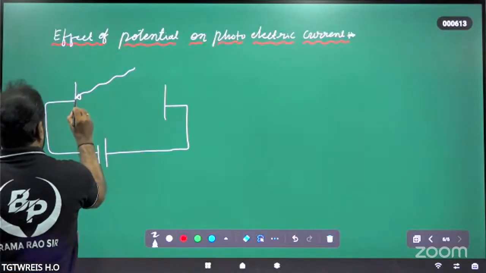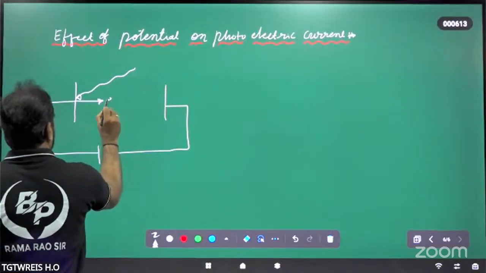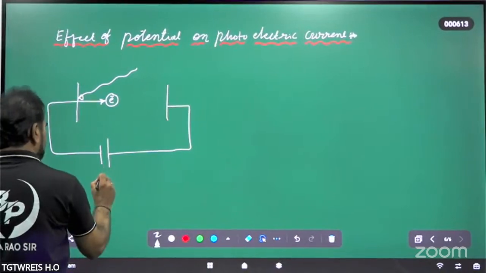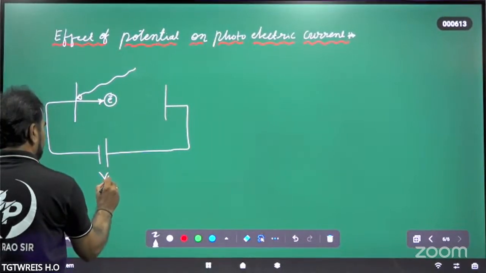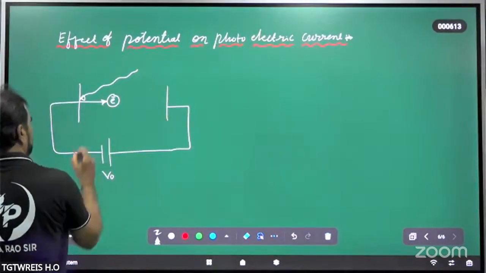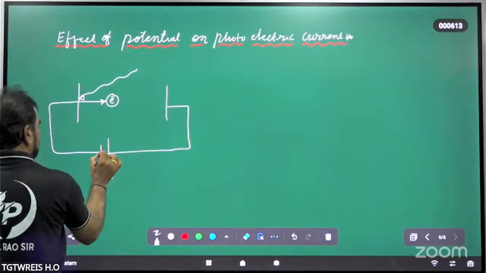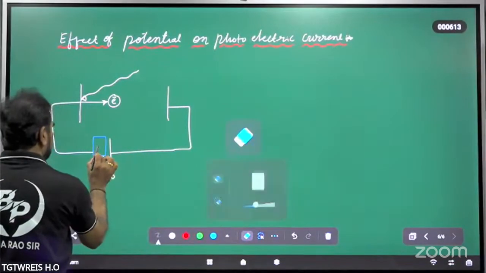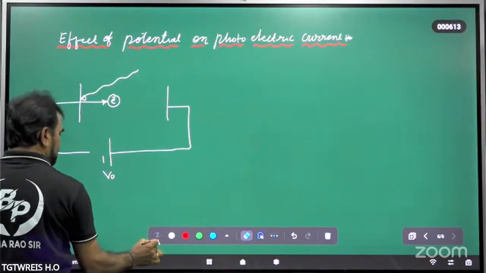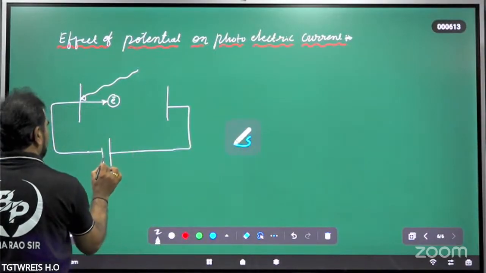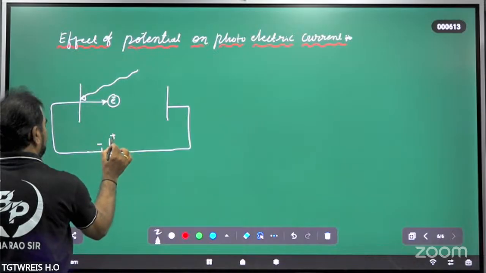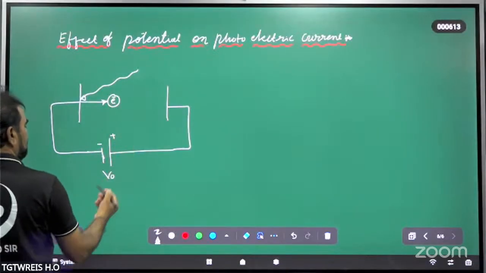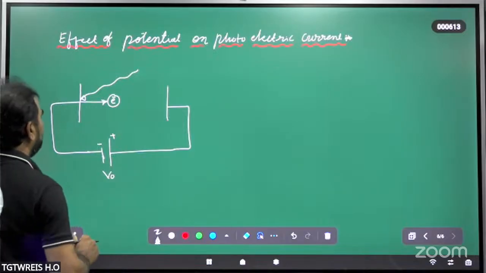The electrons are ejected like this from this emitter. So when we apply a potential V across it, what happens? This is a negative terminal, and it has a positive terminal here. So the electrons are ejected from the metal surface due to this applied potential.